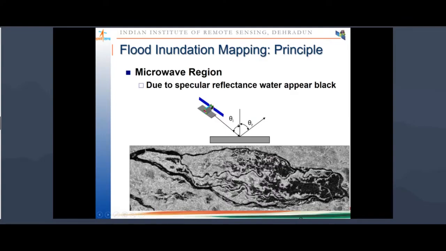Okay, so you can capture that. Now, why is it required? Why can you say that optical data is available? Why should I procure microwave data? The reason is the flood.